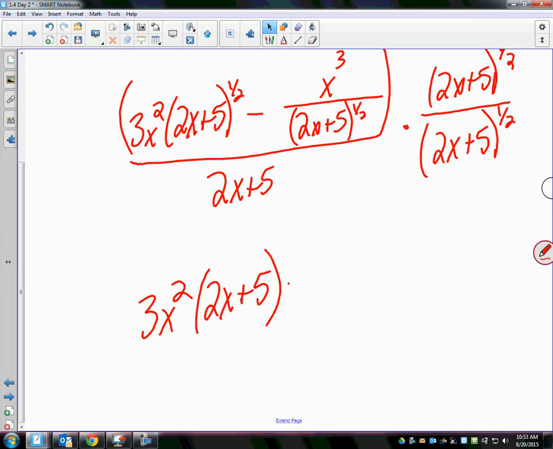So that's super great. And what about the second one? If I take this fraction times 2x plus 5 to the 1/2, the reason I did that is this is in the top and this is in the bottom, right? So that's just going to cancel out. So I'm just going to be left with minus x cubed. How great is that?